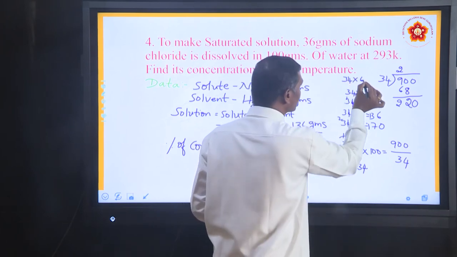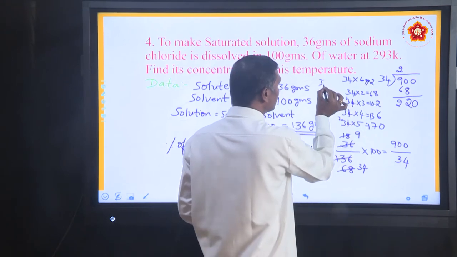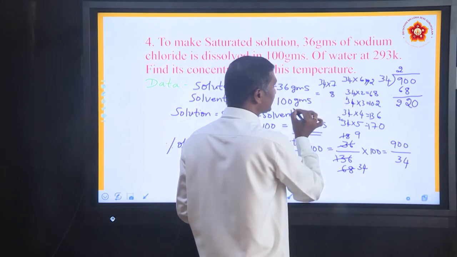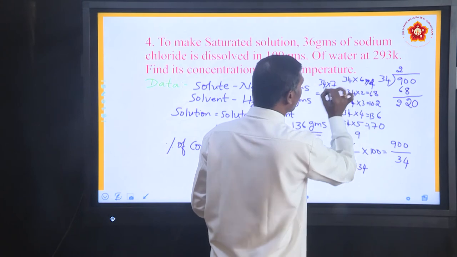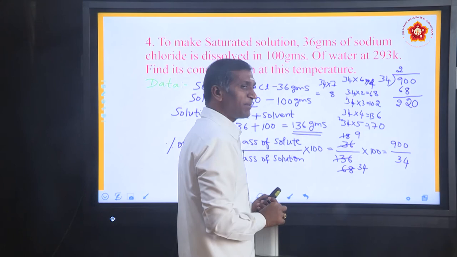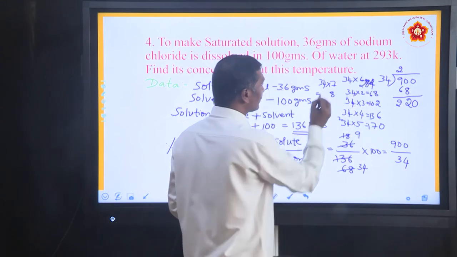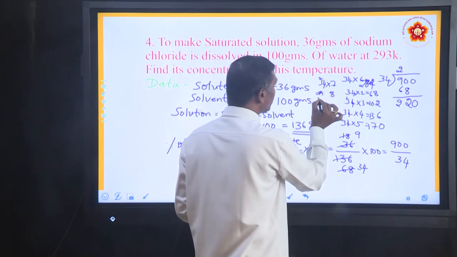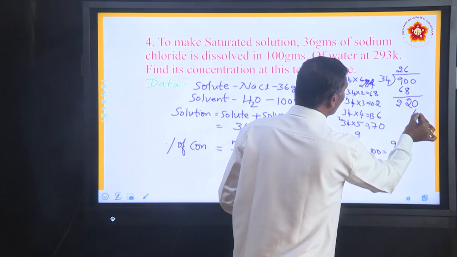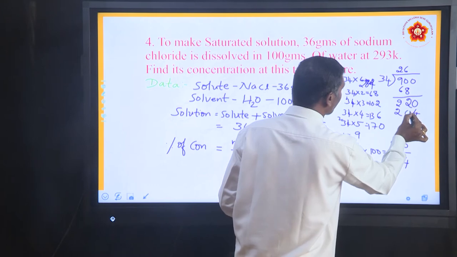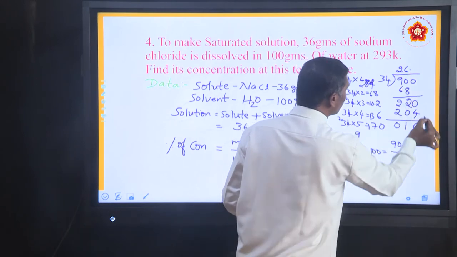34 into 6, 6 fours are 24, 4 carrying 2, 6 threes are 18 plus 2, 20. 34 into 7, 7 fours are 28, 7 threes are 21, 21 plus 2, 23. So it is more. So 6 fours are 24, 4 carrying 2, 6 threes are 18 plus 2, 20. So you are going to get 10 minus 4, 6, and 1 as it is 0. So 16, put a point, take 1, 0.